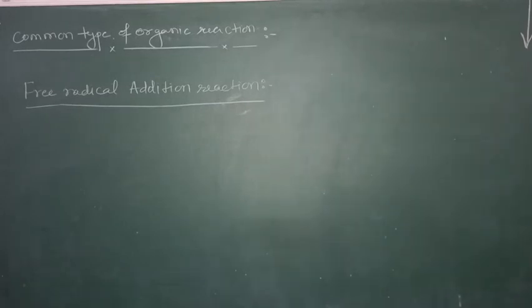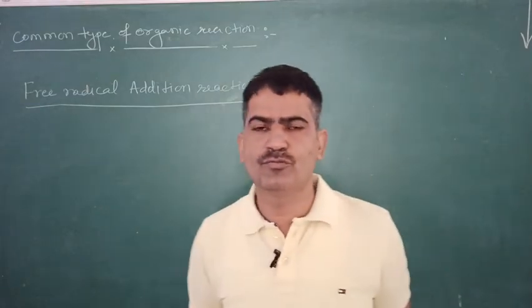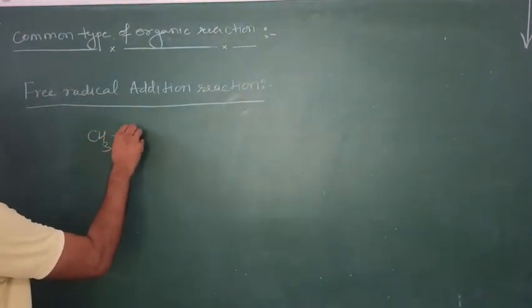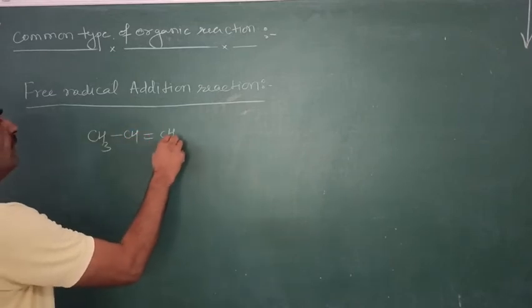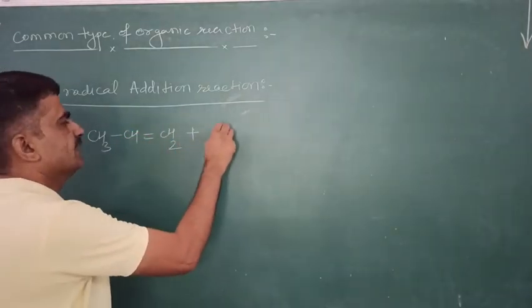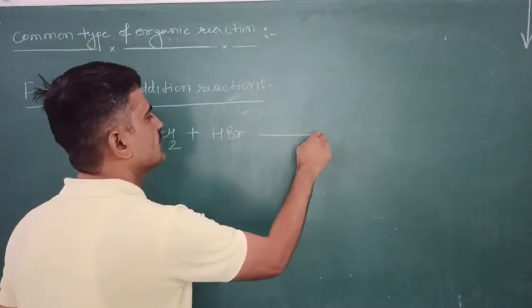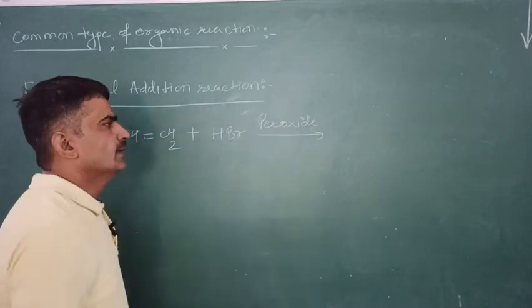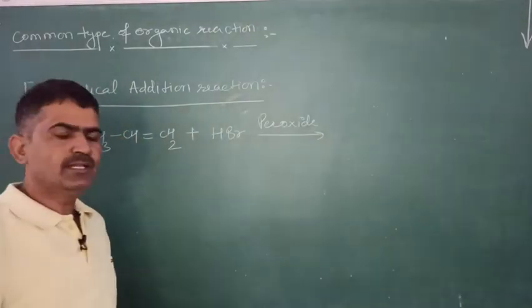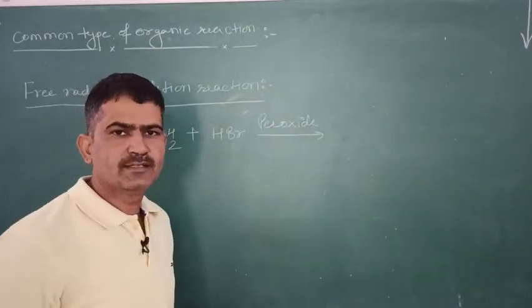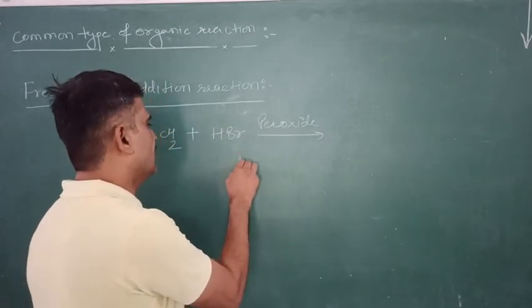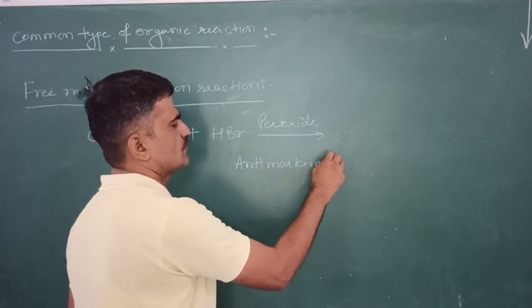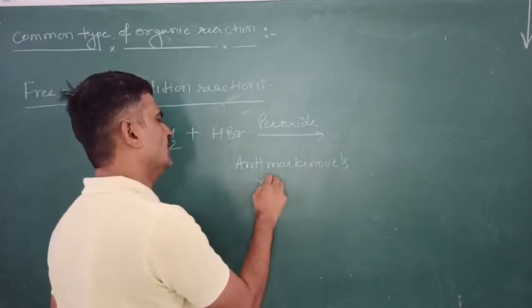Now students, in this we will take the reaction of alkene, propene, with HBr in the presence of a peroxide, and this reaction happens only in the presence of the peroxide and it is carried out by anti-Markovnikov's rule.